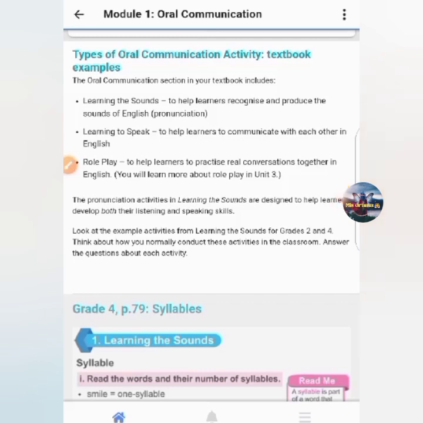By opening the QAED app, you would get different slides. We have skipped those. Next, we have to discuss types of oral communication activity.